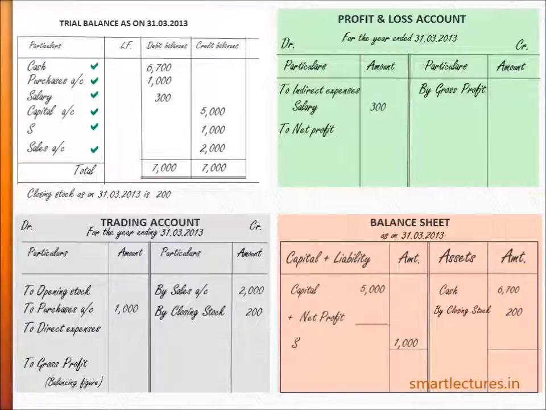Now let's complete trading account. Don't forget that whenever you write trading account, it should be trading account for the year ended 31st March 2013. So total is 2200 on credit side, but the total on debit side is only 1000. So our gross profit is 1200. So to gross profit 1200.